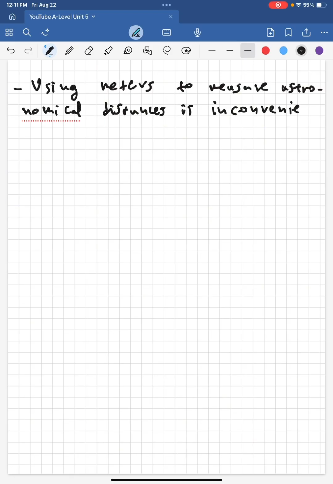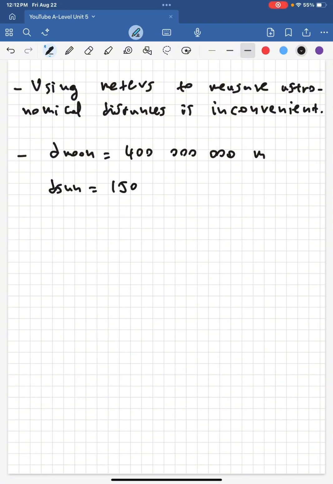Inconvenient. Therefore, we need larger measuring sticks, I guess. So just to give you an idea, the distance between the Earth and the Moon is 400 million meters, okay? The distance to the Sun is something we just calculated, and it's 150 billion meters away.